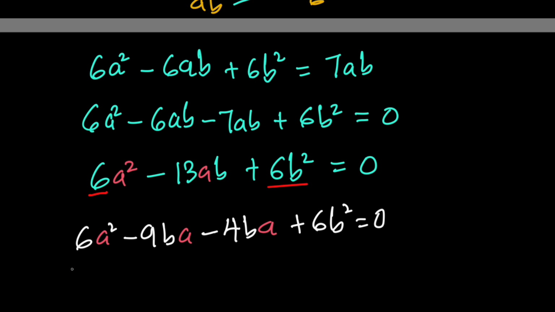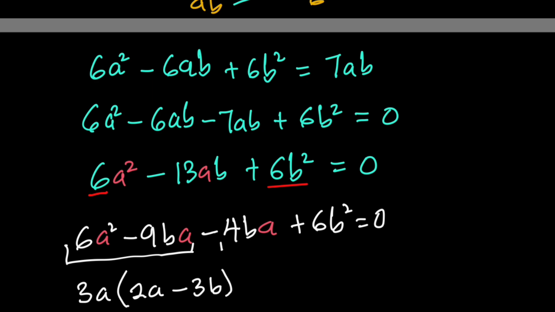Now we can just go ahead and factor out the common terms right here. 3 can go into 6 and 9, so I'm going to factor out 3, and then we have a here, so we're going to factor out a as well. Then we are left with, what times 3a will give us 6a squared? That is 2a. Then what times 3a will give me negative 9ba? That is for sure negative 3b.